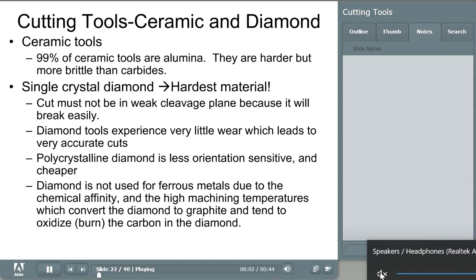Cutting tools, ceramic and diamond. Ceramic tools. 99% of ceramic tools are alumina or aluminum oxide. They are harder but more brittle than carbides.